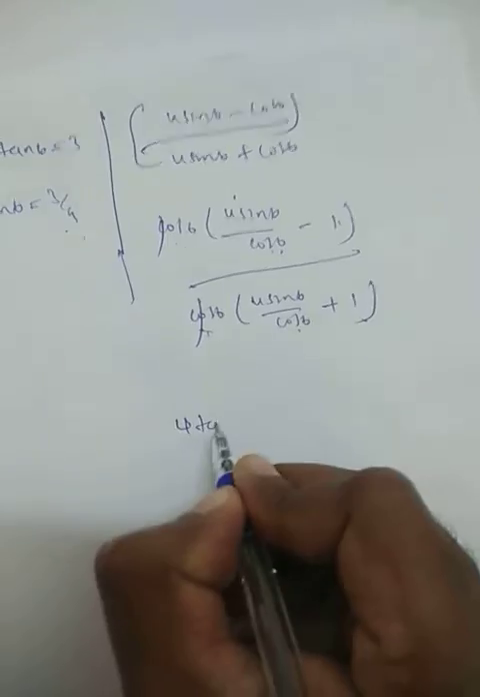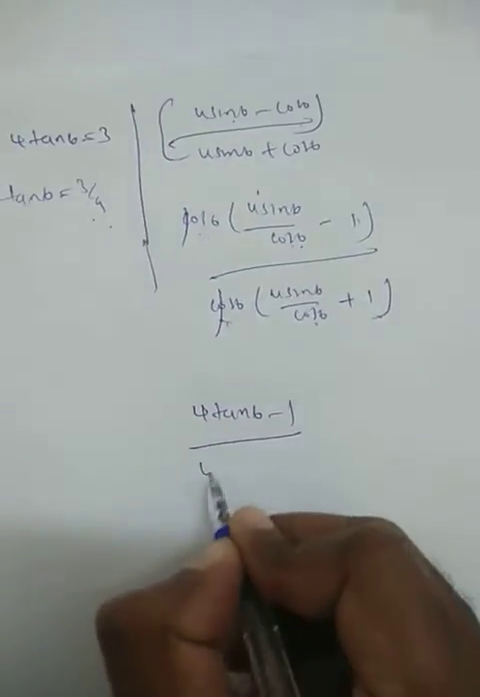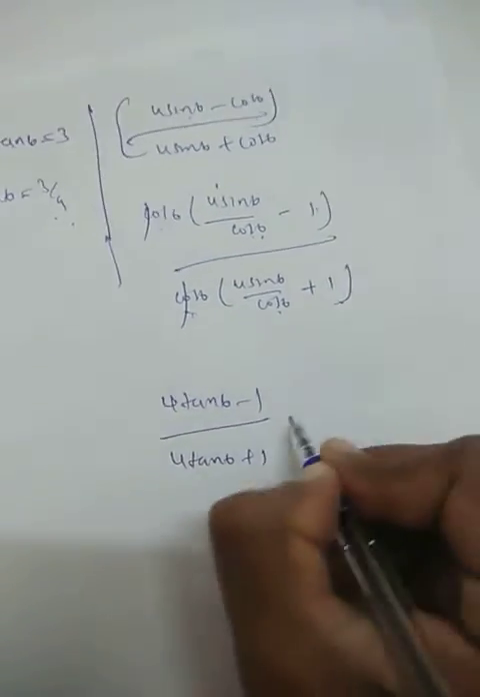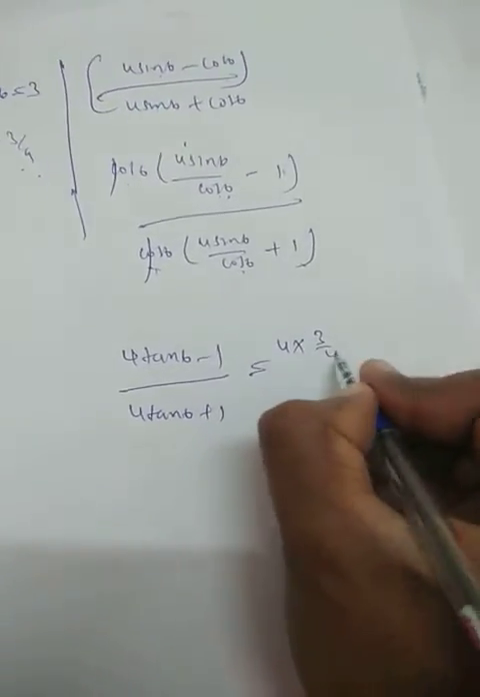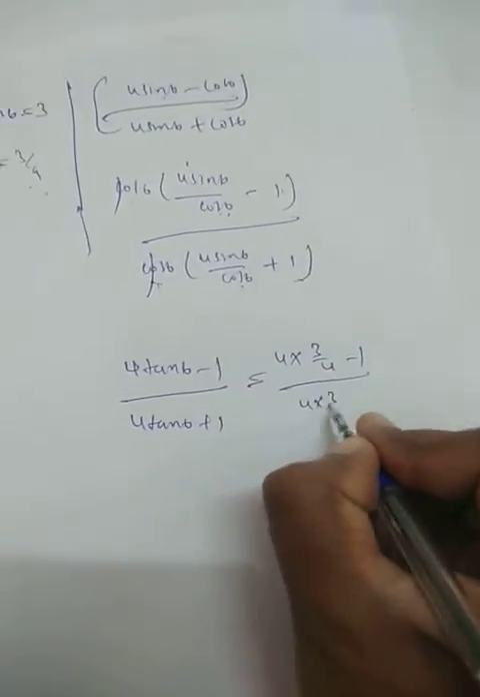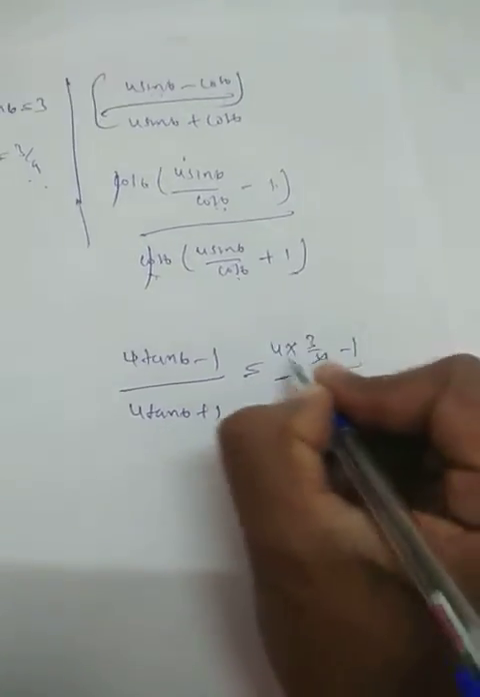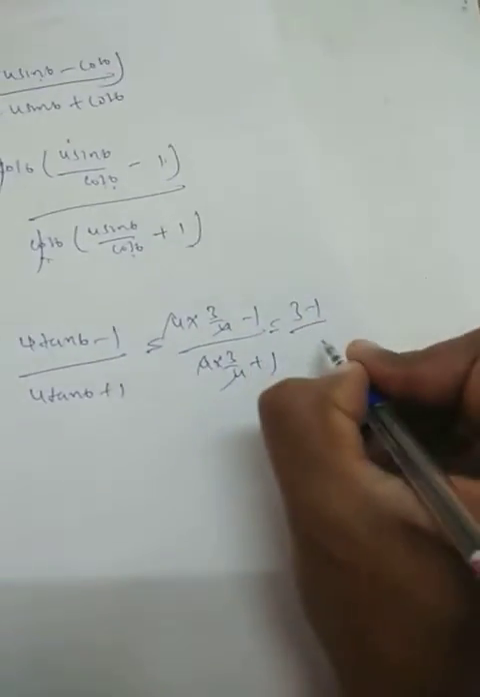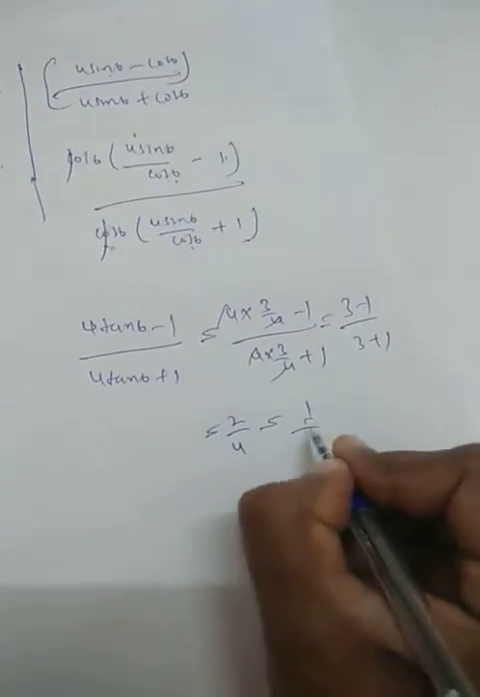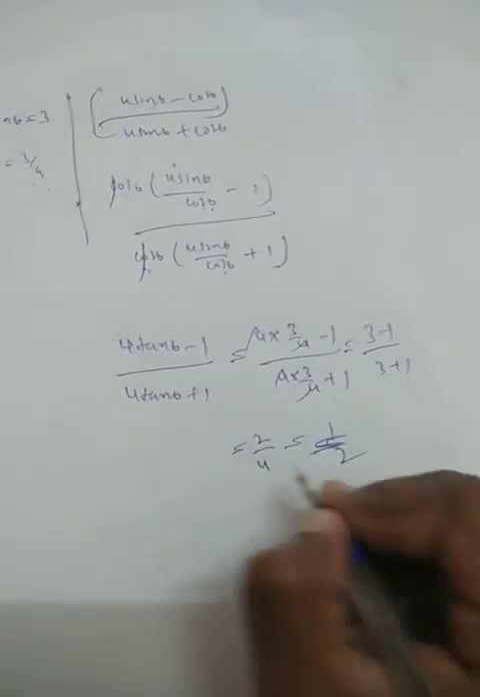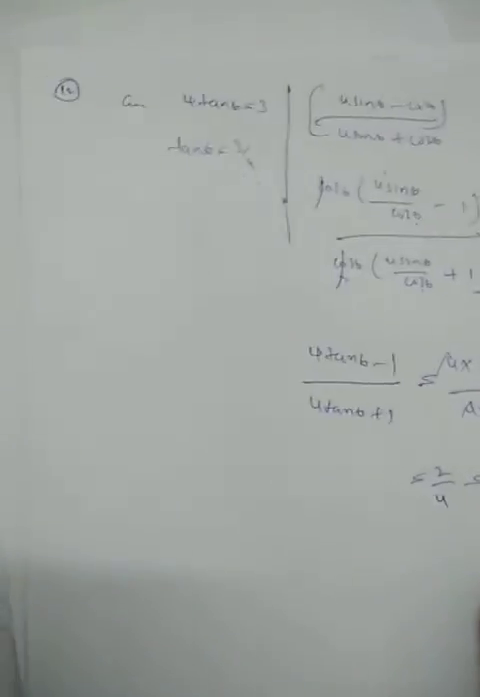4 into sin theta by cos theta is tan theta, so we get (4 tan theta minus 1) by (4 tan theta plus 1). The value of tan theta is 3 by 4, so (4 into 3 by 4 minus 1) by (4 into 3 by 4 plus 1). The 4s cancel, and you will get (3 minus 1) by (3 plus 1), which is 2 by 4, that is 1 by 2. 1 by 2 is the required answer.